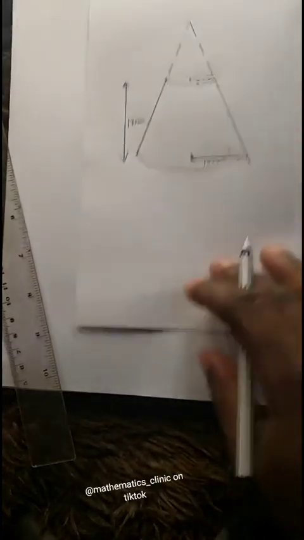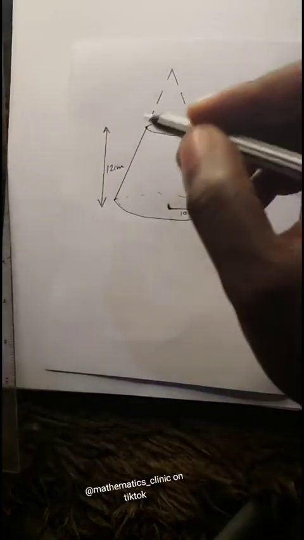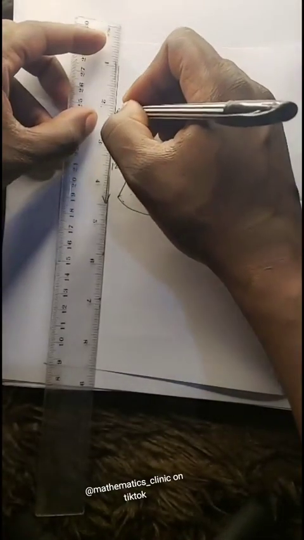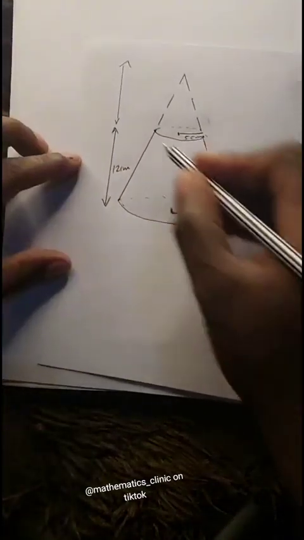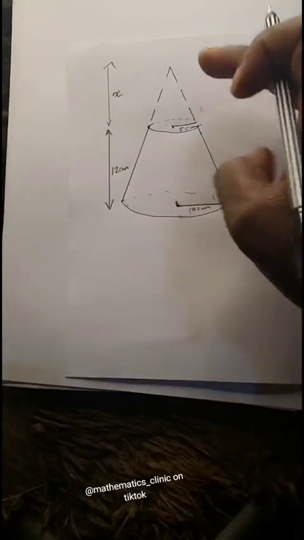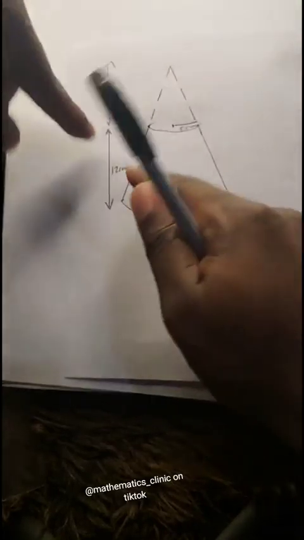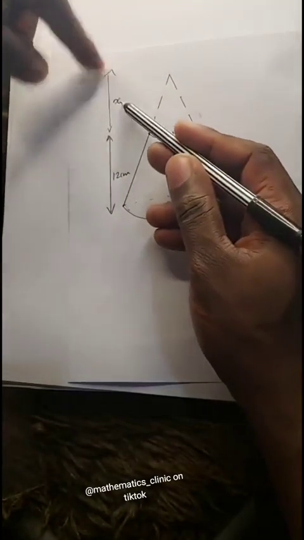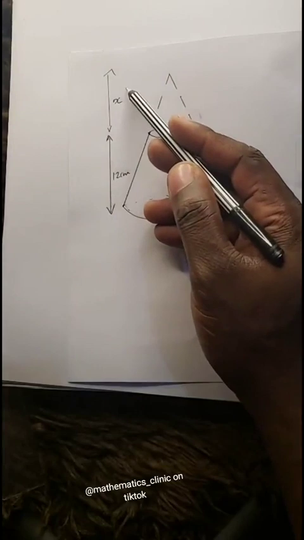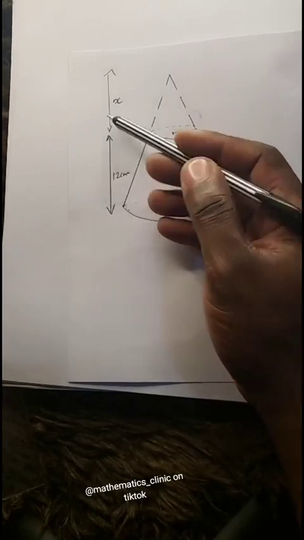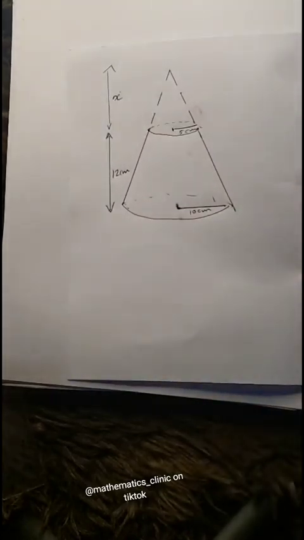centimeter. So we need to know the height of the original cone. We need to know the other height that was cut off. So we call that our x. We need to know the original height. You can call it whatever you want, but it should be a variable.